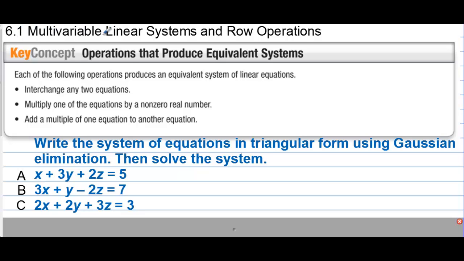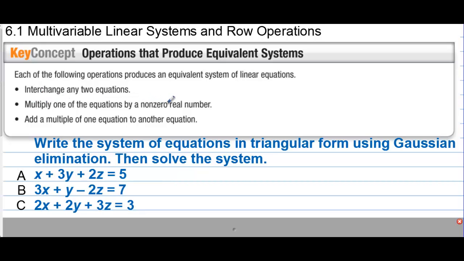Section 6.1, Multivariable Linear Systems and Row Operations. Key concept, operations that produce equivalent systems. Each of the following operations produces an equivalent system of linear equations. Interchange any two equations, so you could switch A and B.